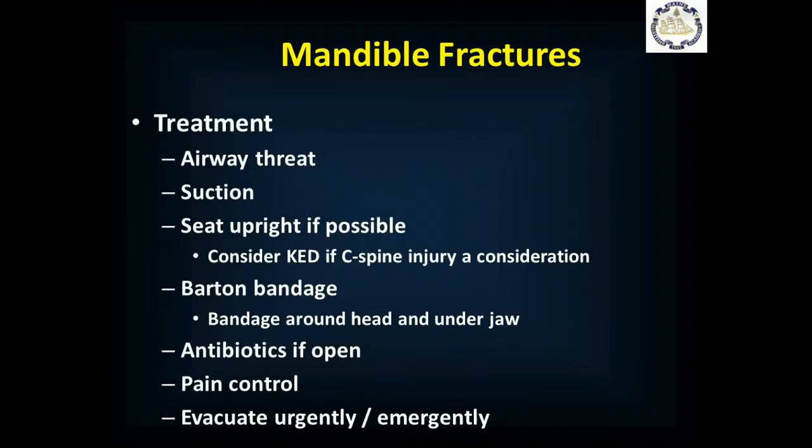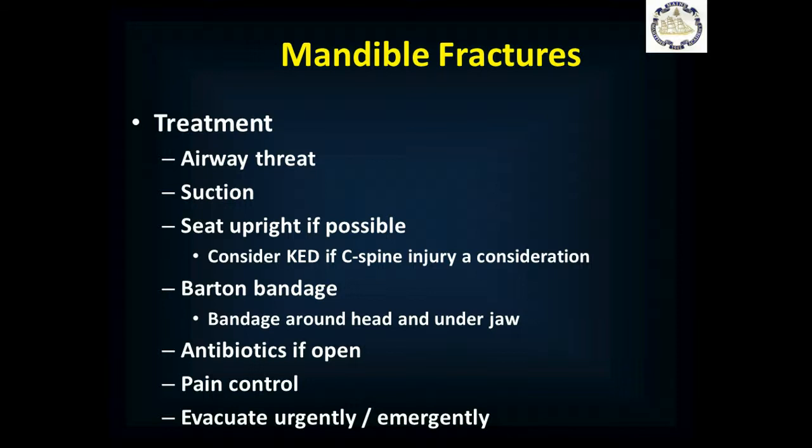How do you treat these? Well, remember, these are an airway threat. There can be a lot of bleeding, so give the patient suction. If you're not worried about a C-spine injury, seat them upright. If you are worried about a C-spine injury but they're having a lot of bleeding and trouble maintaining their airway, then put a KED on them, a C-collar set to low so the jaw can hang open, and sit them upright, immobilized. You can put on a Barton bandage if they're not having trouble managing their airway and there's not a lot of bleeding, which is basically a bandage around the head and under the jaw, which supports the jaw.